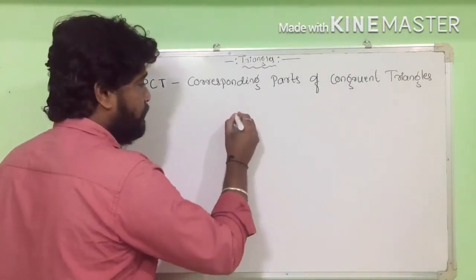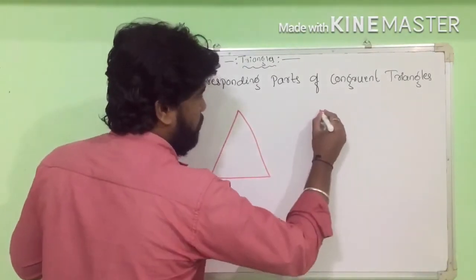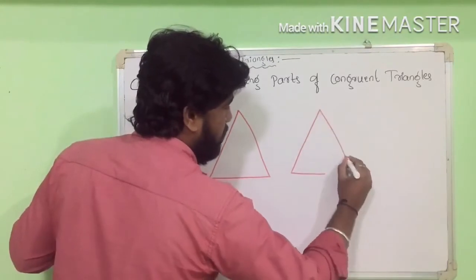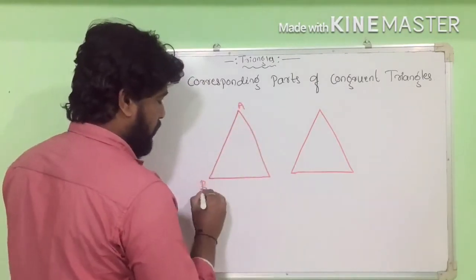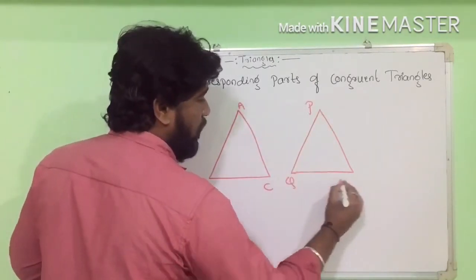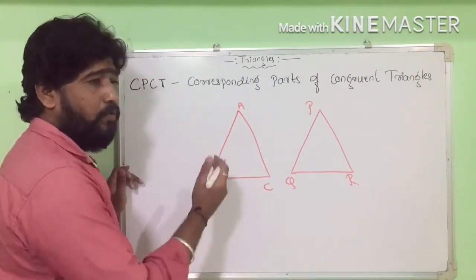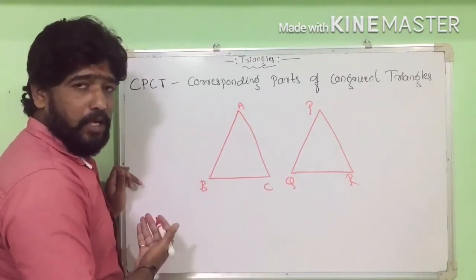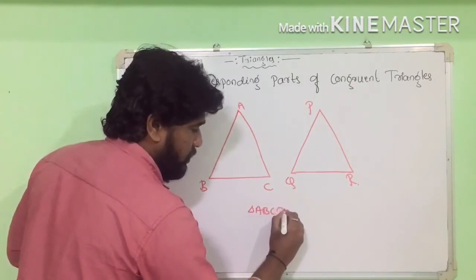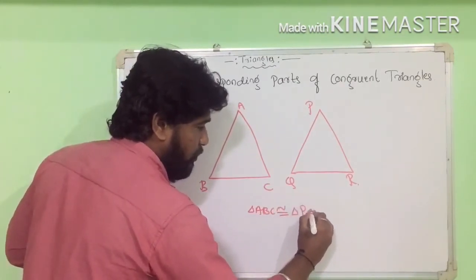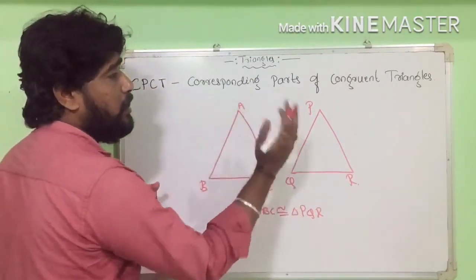So for example, the two triangles are congruent here. One triangle and another triangle. So A, B, C and P, Q, R. These two triangles are congruent to each other by one of the criteria. So already we discussed 5 criteria, right? So the two triangles are congruent. Here triangle ABC is congruent to the triangle PQR. So these two triangles are congruent to each other, which means their corresponding parts are equal.